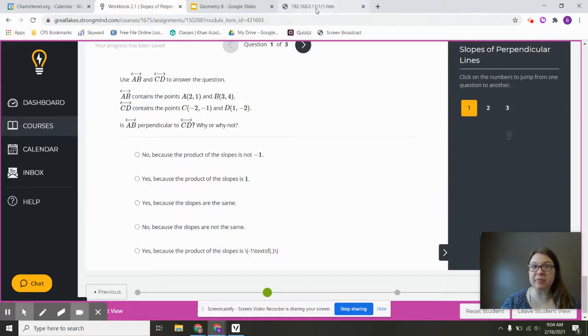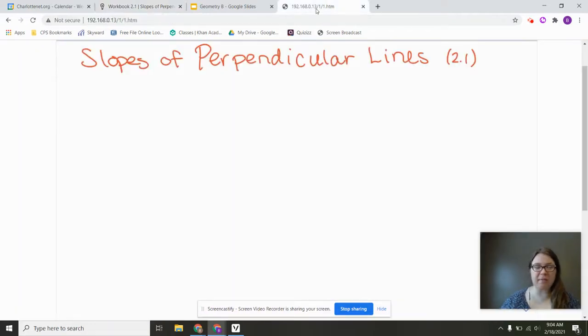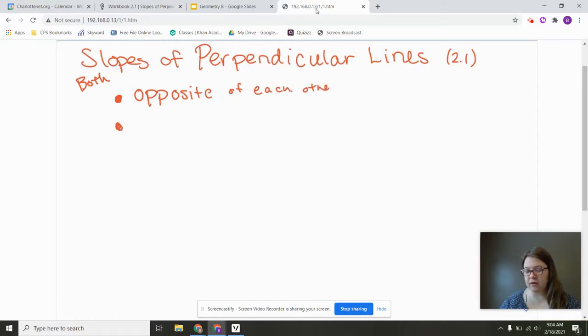Actually, I'm going to teach a little bit about perpendicular slopes. Slopes of perpendicular lines. Just like with the slopes of parallel lines have the same slope, there are two things that need to be true in order to show that the slopes are perpendicular, both. They need to be opposite of each other, meaning positive or negative. And they need to be reciprocals.